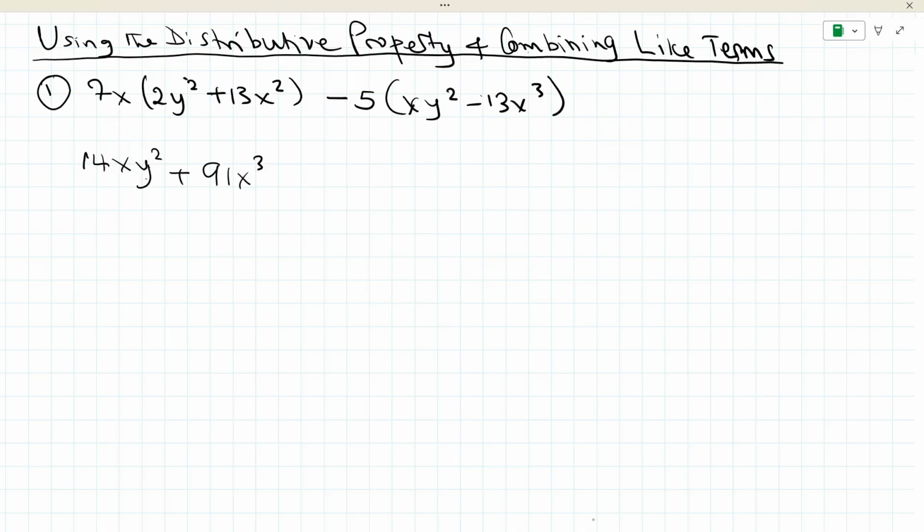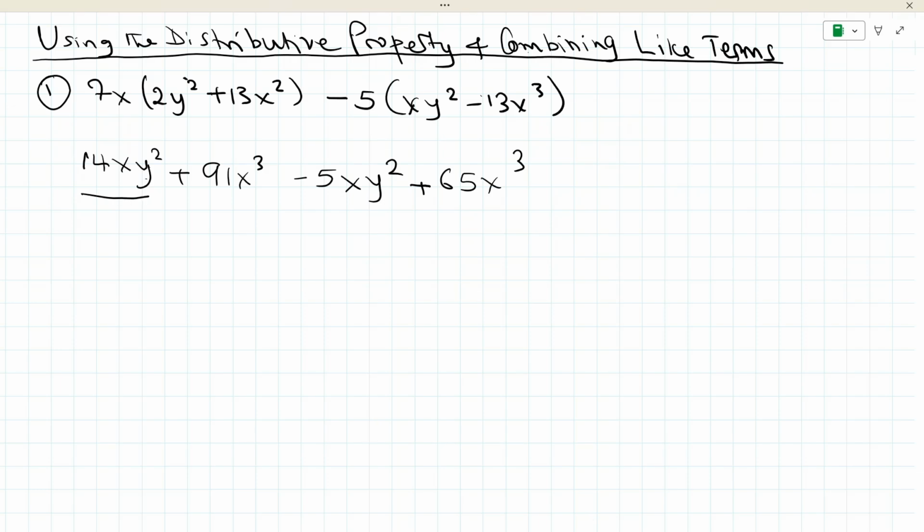So we say minus 5 times xy squared will be minus 5xy squared. And then we have minus 5 times minus 13x cubed, which will be positive, because the minus times the minus will give us a positive 65x cubed. Okay, so after distributing out our term, it's time for us now to combine like terms.